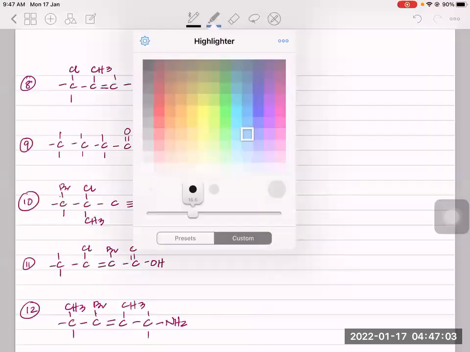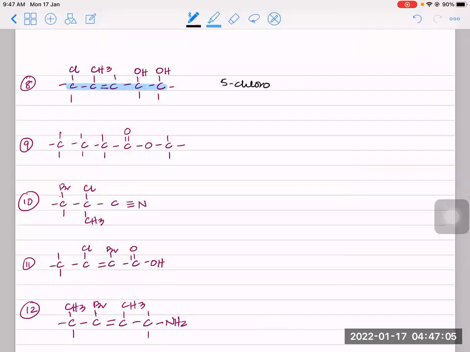So let's try and name this. Main chain is 5 carbons. Carbon number 1, 2, 3, 4, 5. So this will be 5-chloro, 4-methyl. And then on carbon number 3, you have an alkene. So this will be pent-3-ene-1,2-diol. Clear?